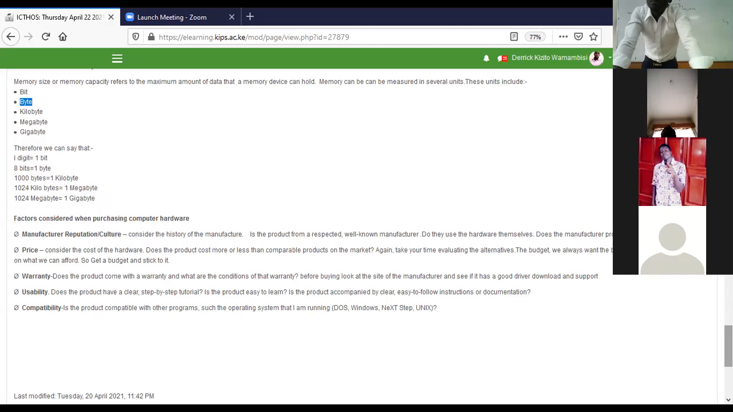Then lastly is compatibility. If I buy a device that does not work with other devices, it means that device is not compatible.